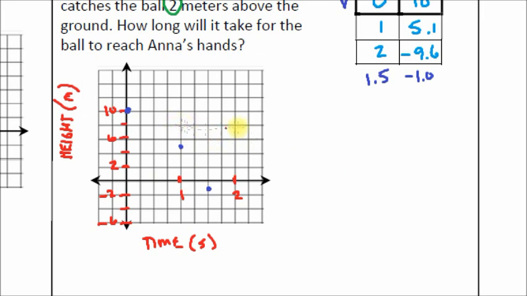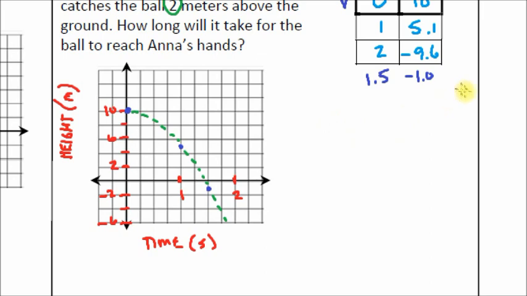Now we have a little bit more information to actually draw a more accurate graph. So I'm going to try my best, and just go ahead and use some dashed lines here to go through my points. You go ahead and sketch your parabola as accurate as you can. That looks like a pretty good parabola.